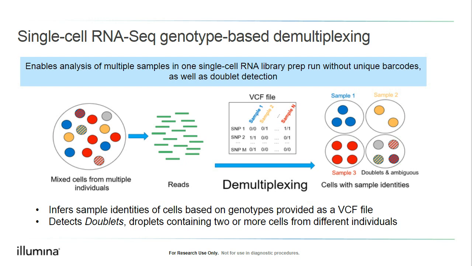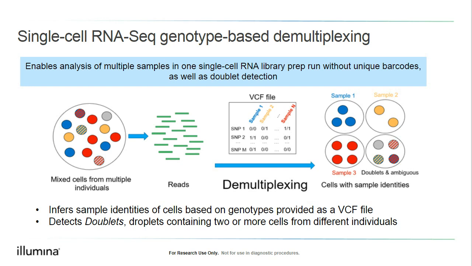Here we are just showing you a quick example of what the demultiplexing step does. It needs an input, which is a VCF file, which includes the genotype information for the samples that you have in your single-cell experiment. Using that genotype information, we are able to identify the various samples that you had multiplexed. The benefit, as I was saying, is that you would have lower costs in your experiment.